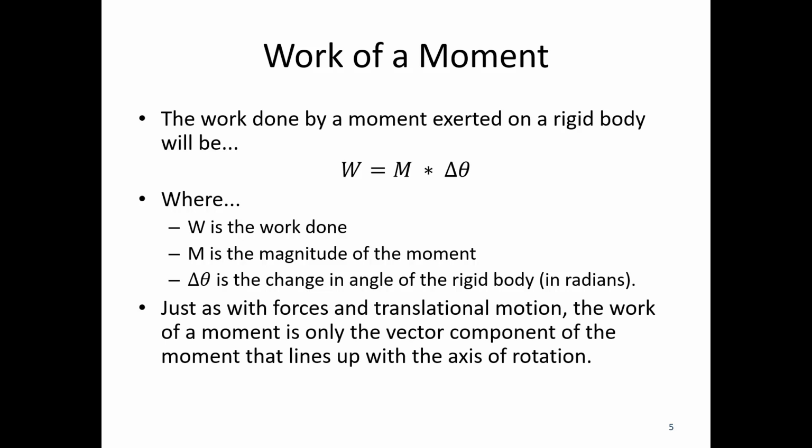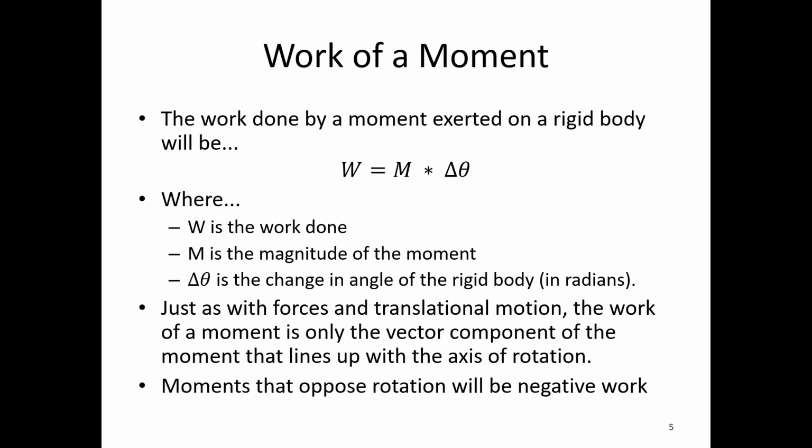And just as with forces and translational motion, the work of a moment is only the vector component of the moment that lines up with the axis of rotation. So if you've got a moment that doesn't line up with the rotation, you need to just take the component of the moment vector that lines up with the axis of rotation itself. And also, as with forces, moments that oppose rotation, so if you've got a moment that's due to friction, for example, that would be negative work in your equations.